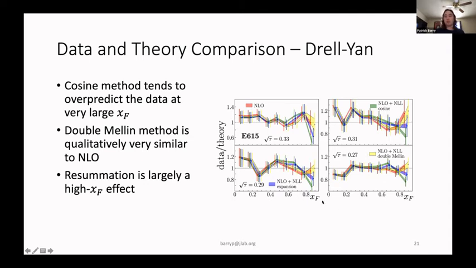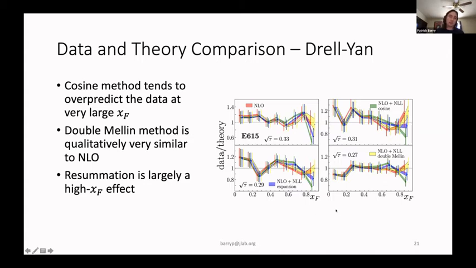So immediately, one thing that we notice is that at low xF, all of these methods tend to give similar descriptions of the data. Nothing is too much different. But when you look at really high xF, namely even higher than xF at 0.8, you start to see that there's major deviations from these threshold resummation methods. So for instance, here at high xF, you can see that the red and the yellow tend to give similar agreement to the data. So the next to leading order and the double Mellin methods, whereas the expansion and the cosine methods tend to overpredict the data at large xF.